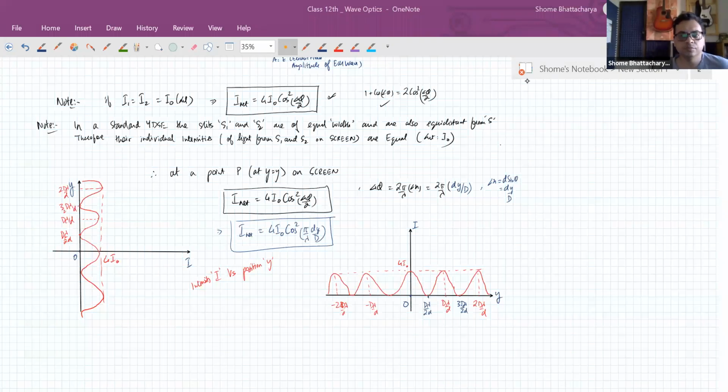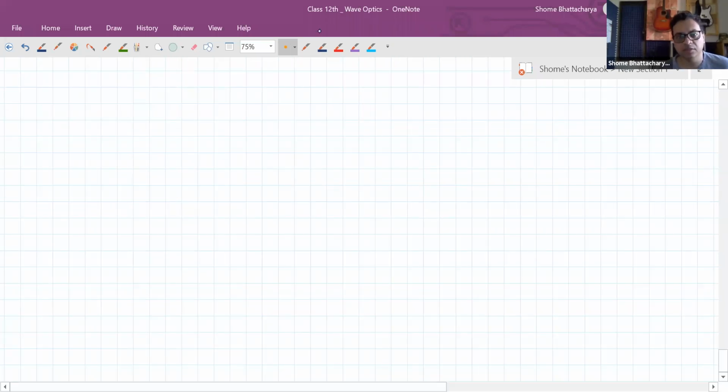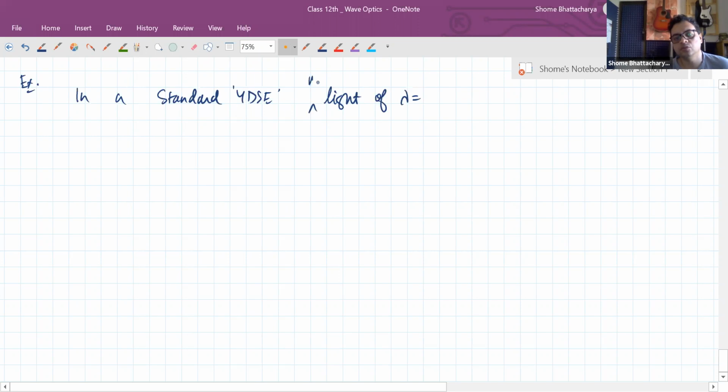Okay, students, so let's resume. So we'll start again now with a question, numerical example, which will make all the type of calculations in a standard Young's double slit experiment clear for us. So in a standard Young's double slit experiment, light of wavelength, so obviously monochromatic, 600 nanometers is used. Okay. And the distance between the two small slits is, let's say, 1 millimeter, whereas capital D from opaque screen to the main screen, that distance is 2 meters.